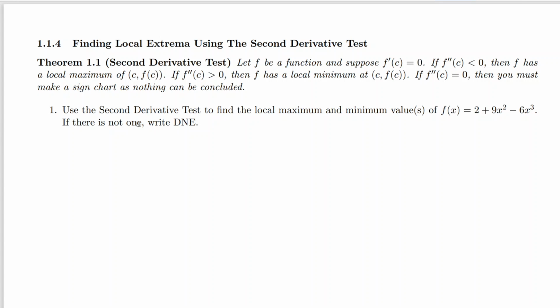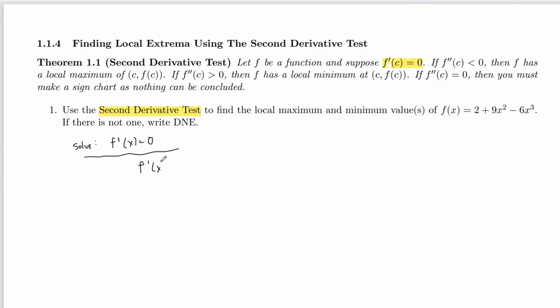Well, the second derivative test says what? Well, first thing, we need the first derivative to equal 0. So we have to solve f prime of x equals 0, because if we don't do that, we can't even begin to plug in c to the second derivative. So what we got to do, we got to do the first derivative. Let's go ahead and do that.